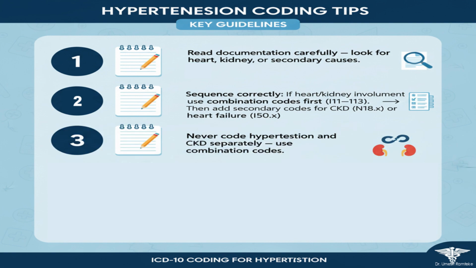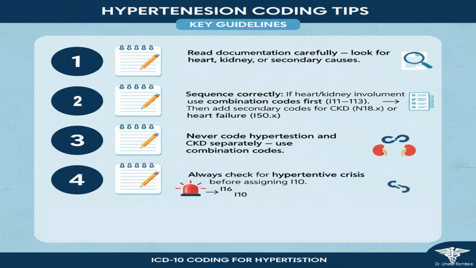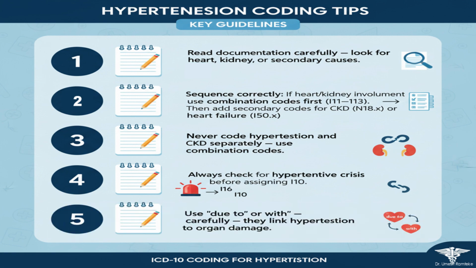Tip 3. Do not code separately. Never code hypertension and chronic kidney disease separately. CKD is assumed to be related to hypertension unless the documentation clearly states otherwise. Always default to using the comprehensive combination codes. Tip 4. Check for crisis before I10. When a patient presents with severely high blood pressure, always check for a hypertensive crisis, I16, before assigning essential hypertension, I10. I16 takes precedence.